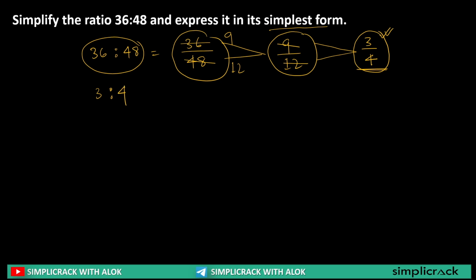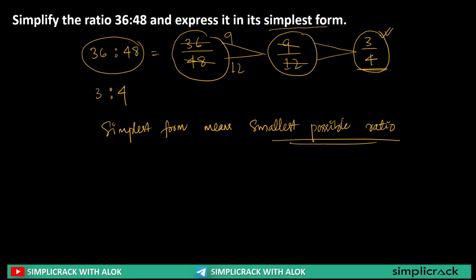So the simplest form means the shortest possible or the smallest possible ratio is known as the simplest form. Okay, so simplest form means smallest possible ratio.